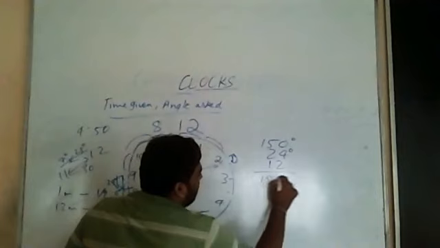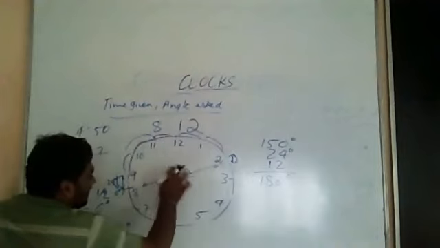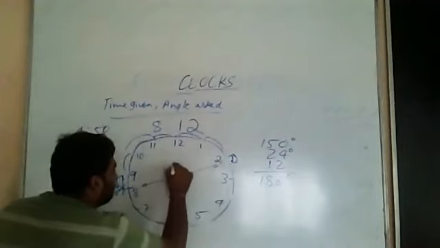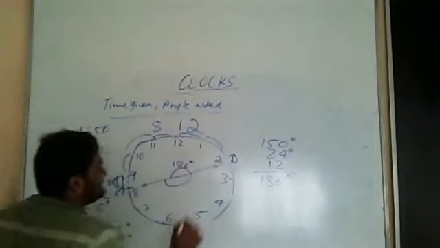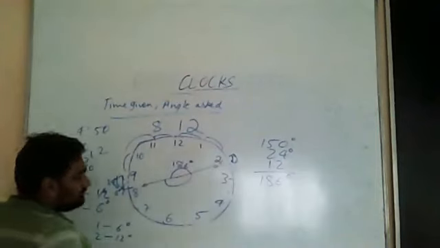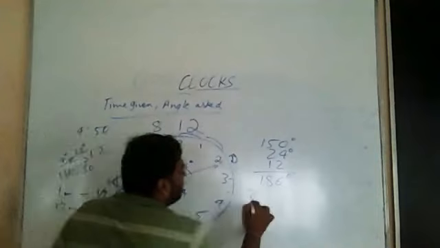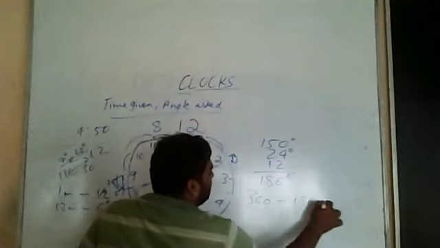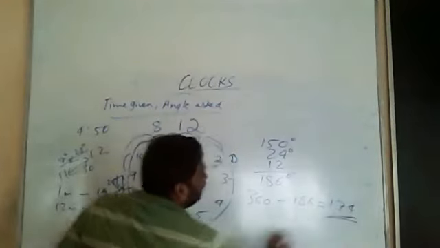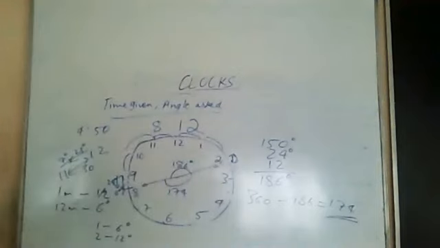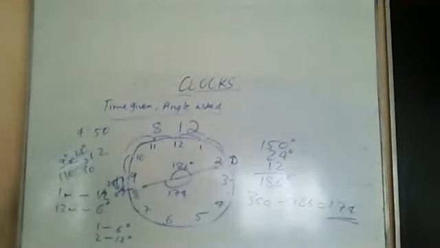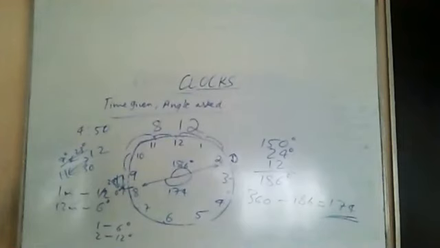My answer will be 186, which means this is the bigger angle. So if this is 186, how much is this? 174. 360 minus 186 will give me 174. Understood this? Yes, sir.